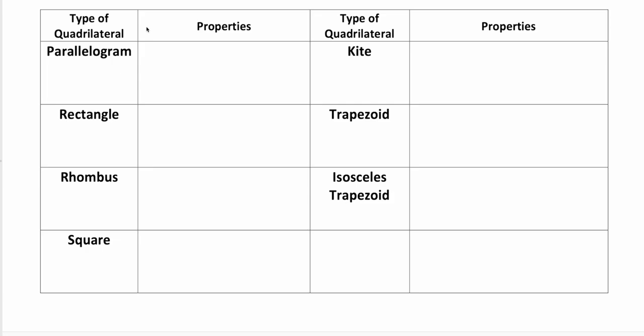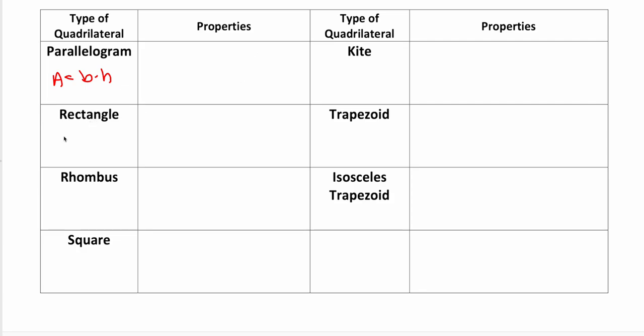Each quadrilateral has its own equation for the area as well. So I'm going to start with that. The type of quadrilateral is a parallelogram. This area would be base times height. Very similar to a rectangle.